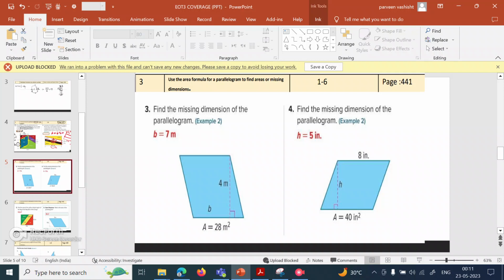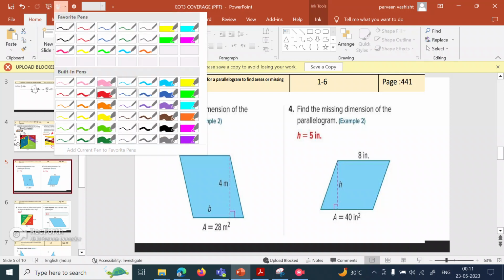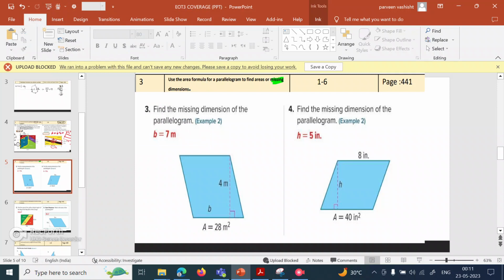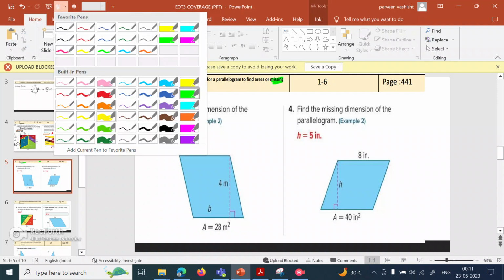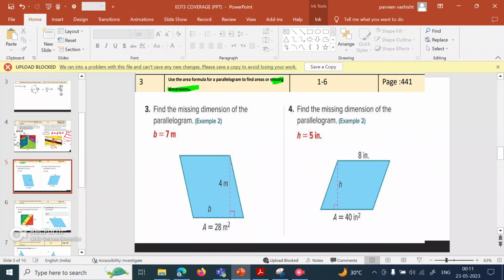Now, question number 3 can be finding the area of a parallelogram or finding the missing dimensions. Let us see now how to find the missing dimensions. So, what is the meaning of finding the missing dimensions? This is a parallelogram given to me. Is it okay, children? So, if this is the parallelogram, how much is the base given to me? If I will try to find out the base, so base is given to me as B.